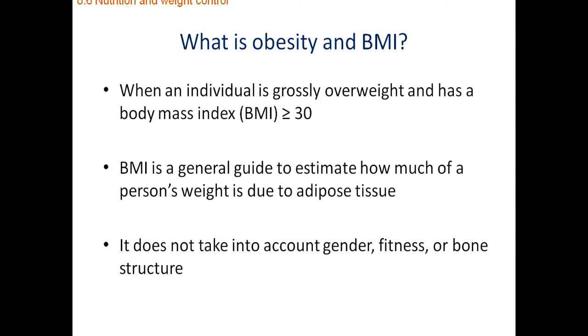When an individual is grossly overweight and has a body mass index of greater than or equal to 30, that's considered obese. The BMI is a guide used to estimate how much of your body weight is due to adipose tissue. They take your height and your weight and come up with what your body mass index is. One downfall is that it doesn't take into account whether you're male or female, how fit you are, or what your bone structure is like. Some people are more petite, some people are bigger. Bigger people can carry more weight.